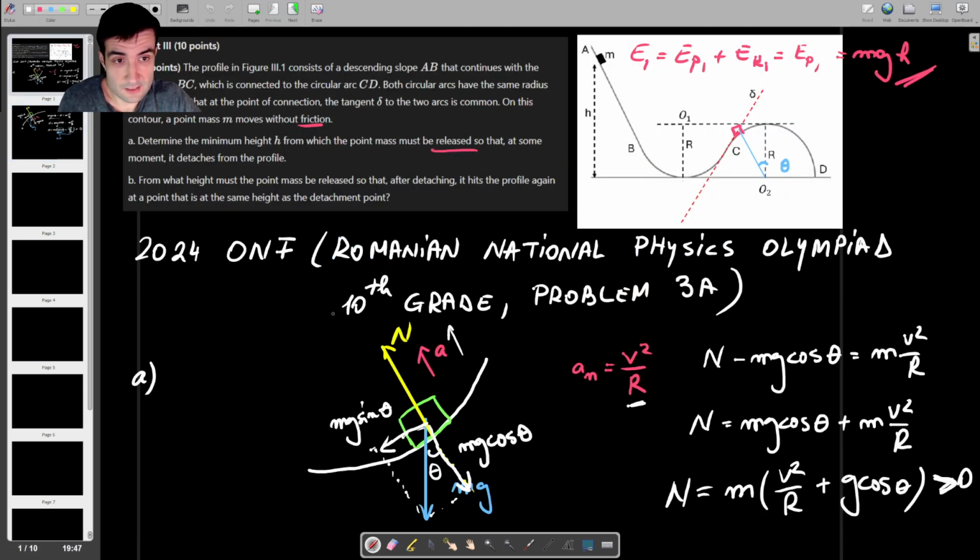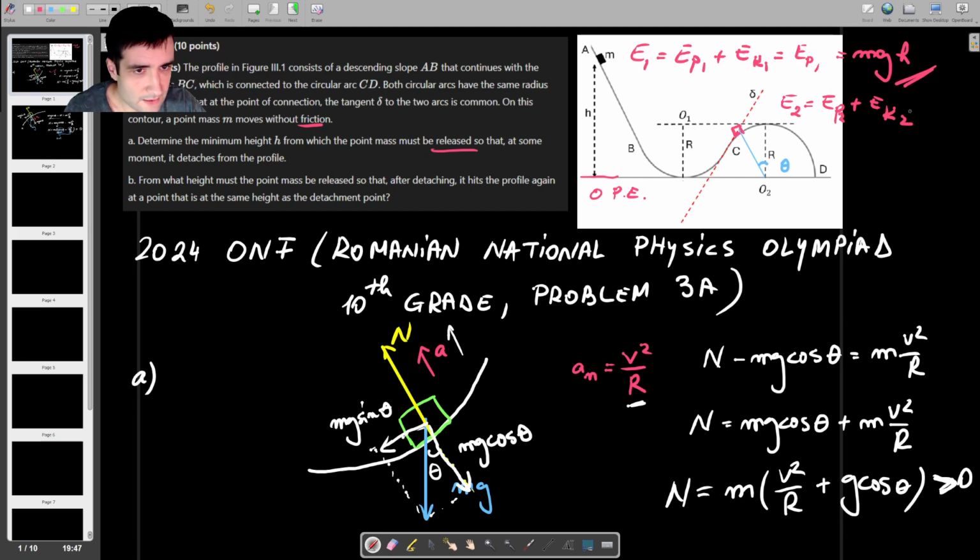So let's find the energy of the object at this point. The energy at 2 is going to be equal to the potential energy at 2 plus the kinetic energy at 2. I didn't mention this before, but I'm taking the ground as my zero potential energy level, but I think it should be clear by now.